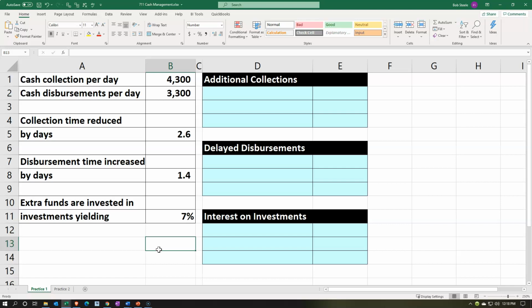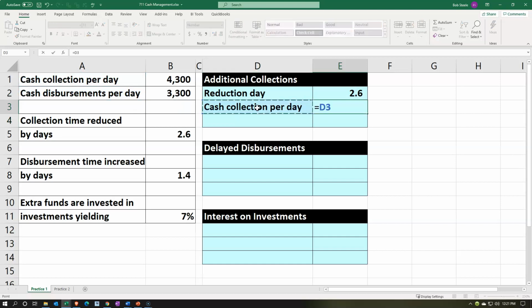If you take a look at a lot of transactions, that can actually have a significant impact on the cash flow. So if we were able to reduce the collection time, what would be the additional collection? The reduction in days for the collection time is going to be the 2.6. Let's add a decimal to that, on the Home tab, Number group. And then we're going to multiply that times the collection per day, which is equal to the 4,300. Multiplying this out, we have the 2.6 times the 4,300.